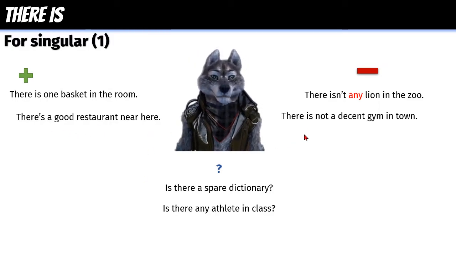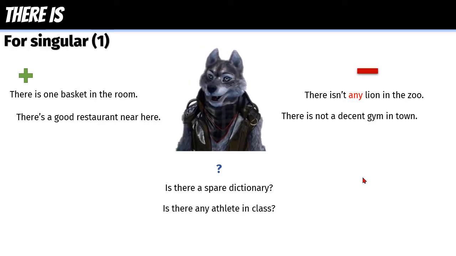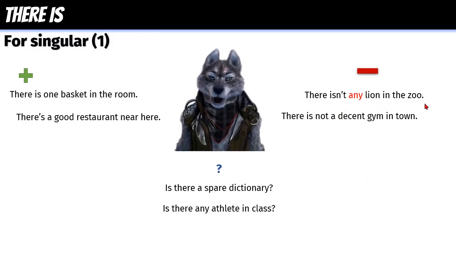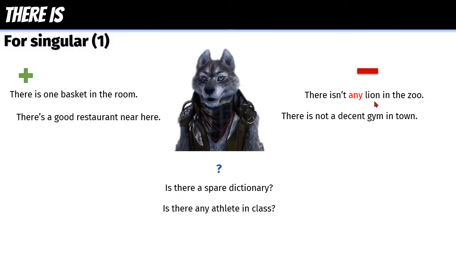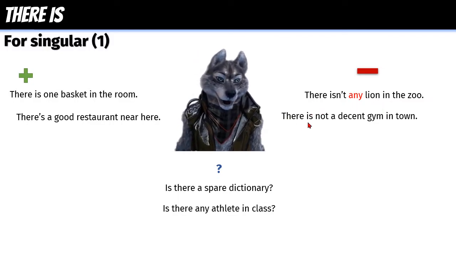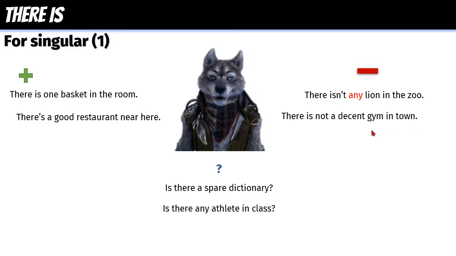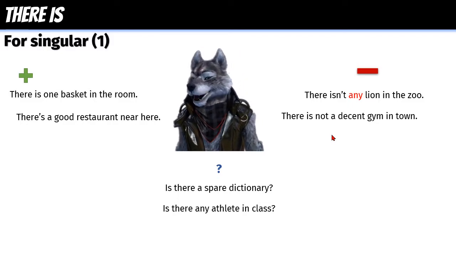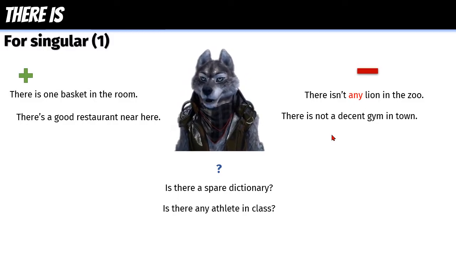In the negative, I want you to notice one thing, and we're going to be using this word a lot: any. Okay? Any is used a lot in negatives and questions. There isn't any lion in the zoo. Okay? There isn't any lion in the zoo. So that means that lions don't exist in the zoo. There is not a decent gym in town. Having some versions where any is replaced by a is somewhat incorrect. However, people do it in everyday speech, so keep that in mind.